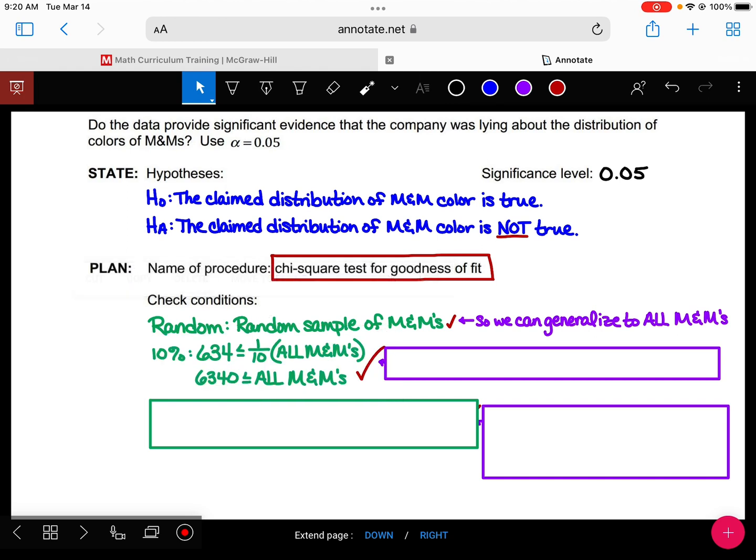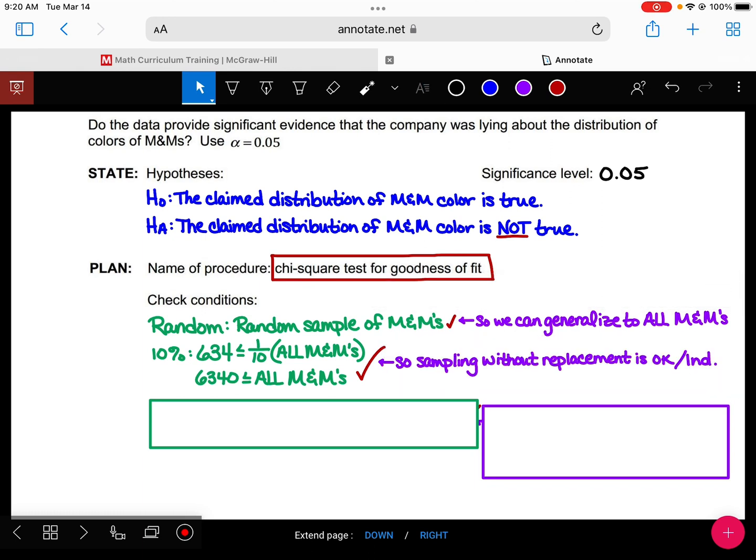We met our 10% condition. There's at least 6,340 M&Ms. Why do we care about that 10% condition again? Yes, sampling without replacement so that we have some independence.